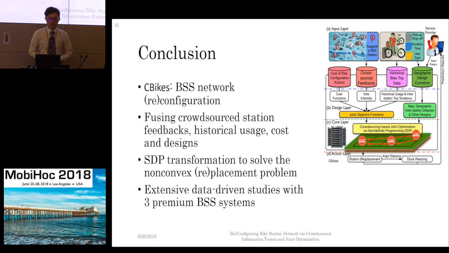So this slide concludes our work. We propose the reconfiguration for bike sharing using the crowdsourced station feedbacks, historical usage and cost design. We try to use sensor network optimization to solve the non-convex replacement problem. We have conducted extensive data-driven studies with three premium VSS systems.